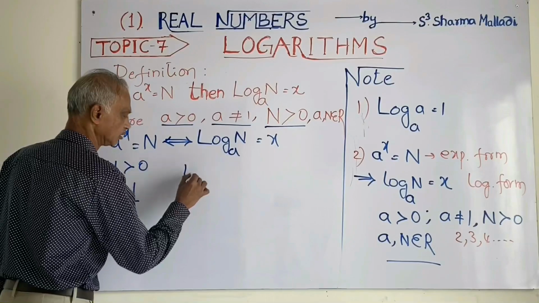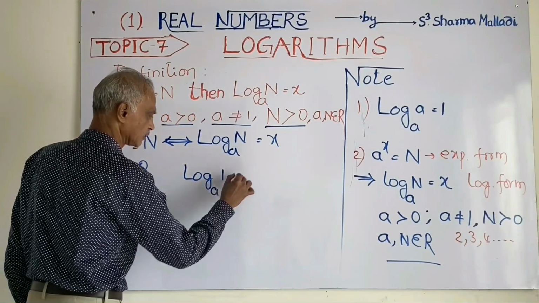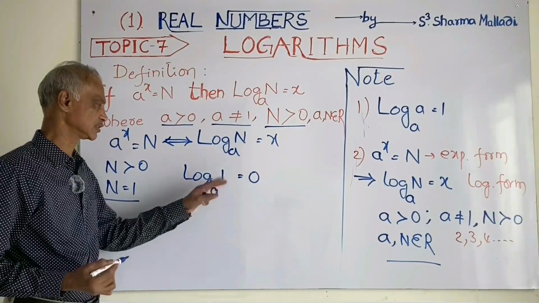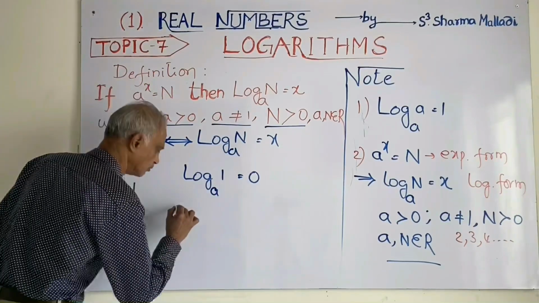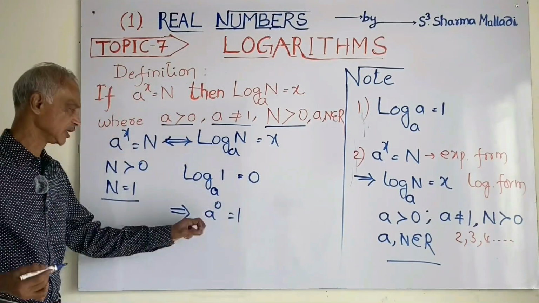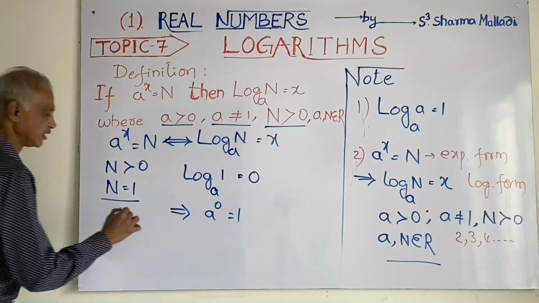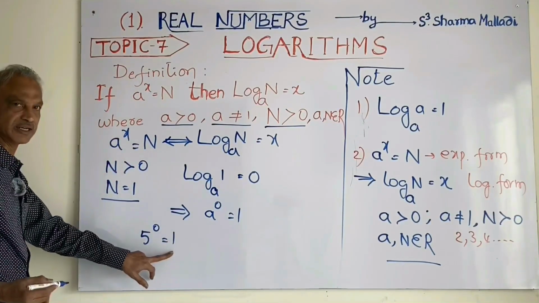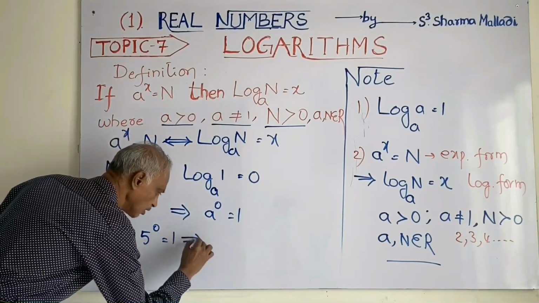Means log 1 to the base a is equal to 0, because if you write in exponential form, a to the power of 0 is equal to 1. 5 to the power of 0 is equal to 1. See, base is 5. 5 to the power of 0 is equal to 1. This is n. It should be greater than 0. Write in logarithmic form.